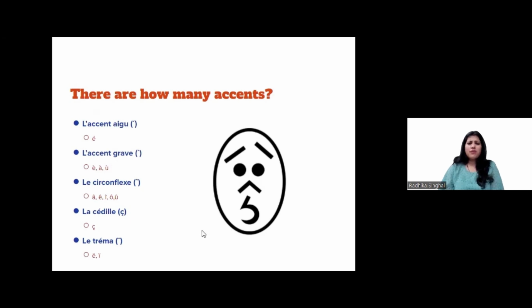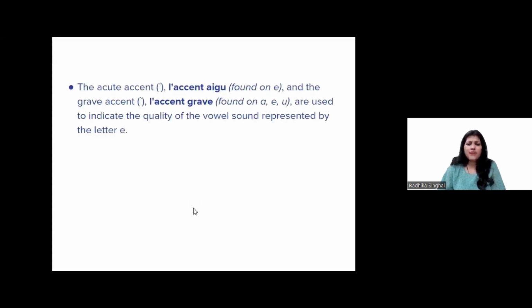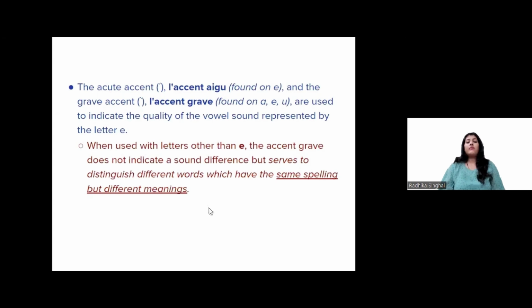But ma'am, what is this? Like, how does that matter? How does the letter sound change with these accents? So let's look at that. L'accent aigu, which is found in E, and the grave accent, l'accent grave, found on A, E, and U, are used to indicate the quality of the vowel sound represented by the letter E.